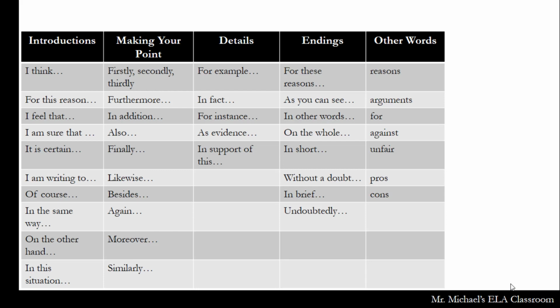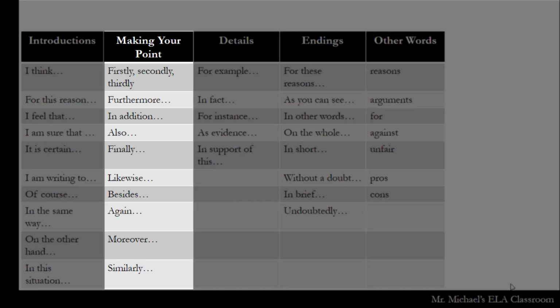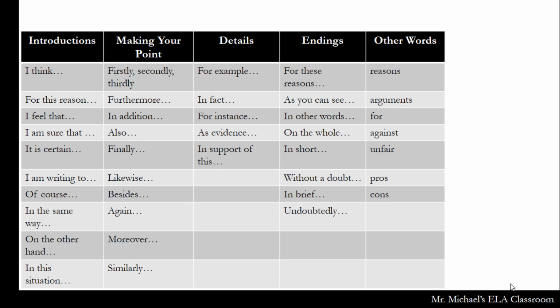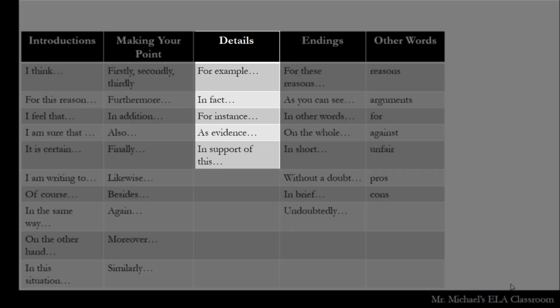When we are making our point, i.e. we're giving our reasons, we could use transition words like firstly, secondly, thirdly, furthermore, in addition, also, finally, likewise, besides, again, moreover, similarly. And then when we are giving evidence, we could use words like for example, in fact, for instance, as evidence, or in support of this.